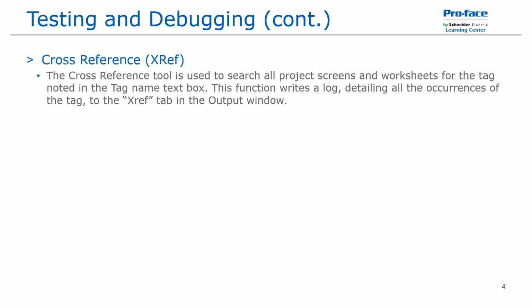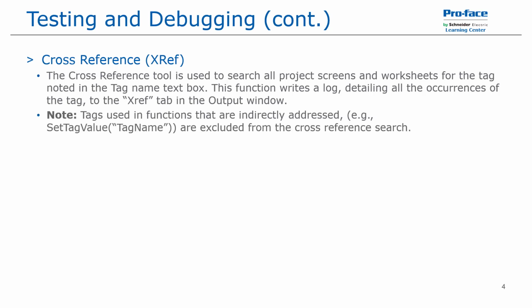The next utility we'll look at is the cross-reference or XRef tool. And this tool is used to search the project screens and worksheets for the tag that we selected in the text field. This function writes a log detailing all of the occurrences of this tag to that XRef button in the output window. And as previously mentioned, those results contain the location, be it a worksheet or a screen, the column or object ID of where the tags are located. And then if we double click on one of those entries, it'll take us to that location.